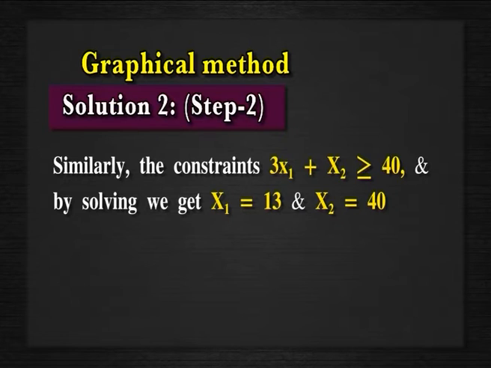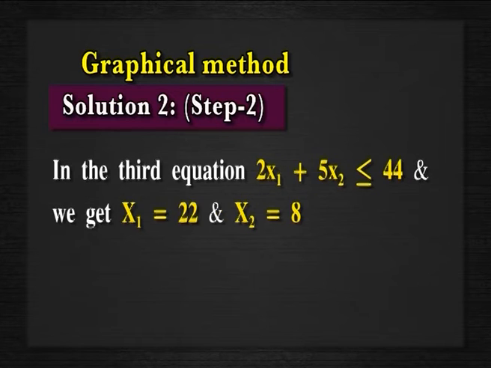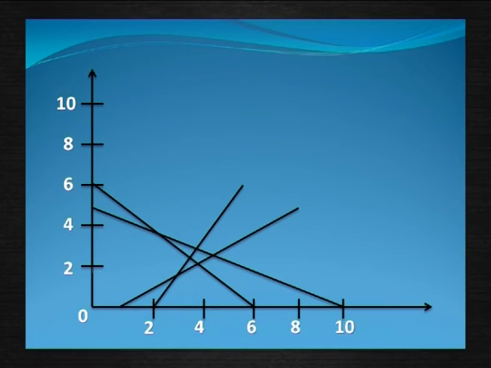Similarly, the constraints 3x1 plus x2 is greater than or equal to 40, and by solving we get x1 is equal to 13 and x2 is equal to 40 in the second equation. In the third equation, 2x1 plus 5x2 is greater than or equal to 44, and we get x1 is equal to 22 and x2 is equal to 8 in the third equation, and all the three equations are plotted on the graph and are indicated by the shaded area as shown in the figure.